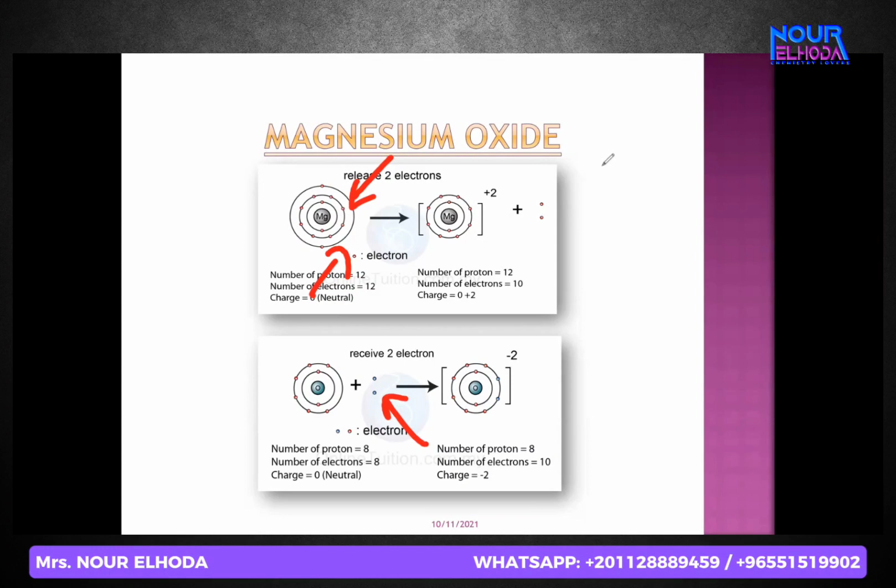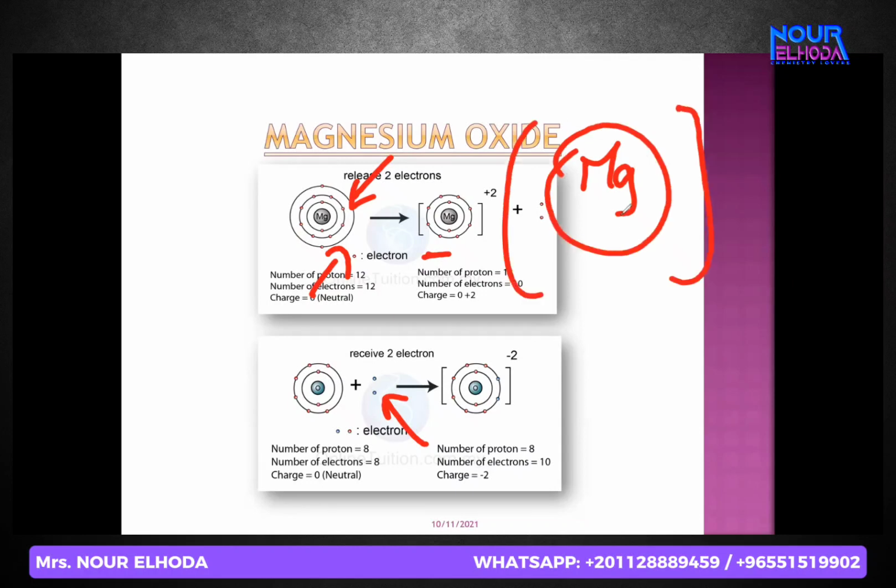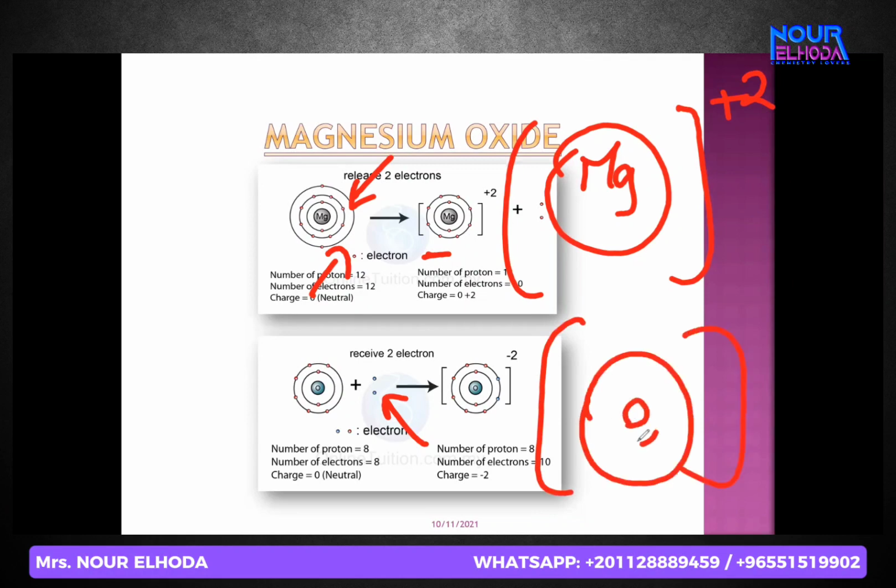But if I want to draw only the outer shell, how will I do it? I will say at the end the magnesium doesn't have any electrons. It's just magnesium, and you will write +2. And the oxygen? This is the oxygen. So it will have at the end 2, 6. It had 6: 1, 2, 3, 4, 5, 6, and it will gain 2. That's why I will write 2.